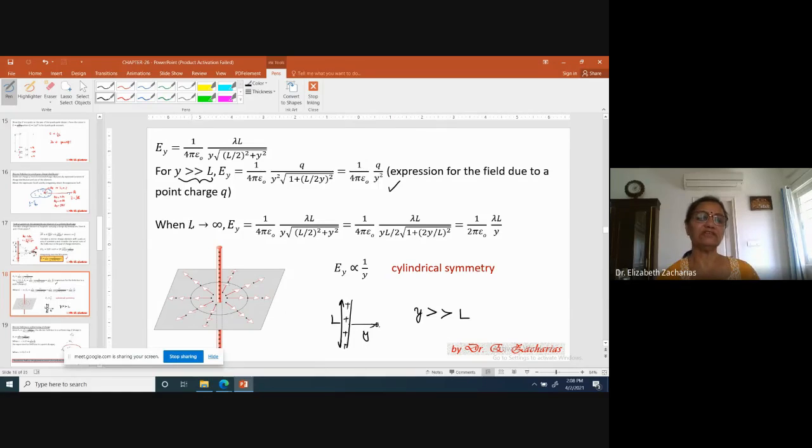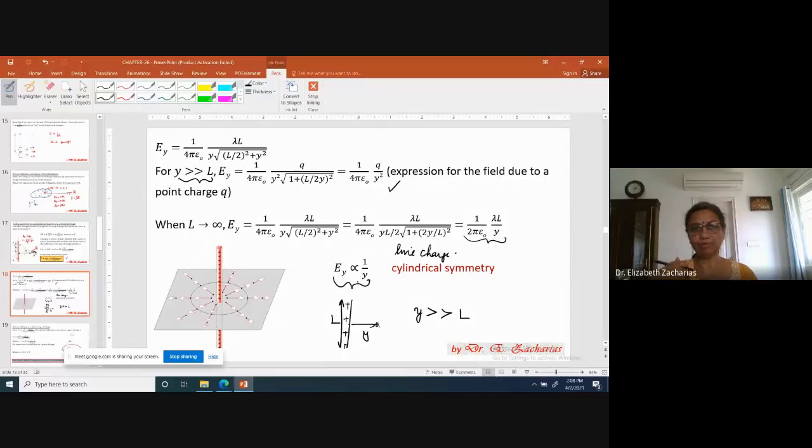Next, let us see what happens if L tends to infinity. If L tends to infinity, it can be shown that the electric field is going to be 1 by 2 pi epsilon naught, lambda L by y. So for a line charge, you're seeing that the electric field falls off as 1 by distance with a cylindrical symmetry.